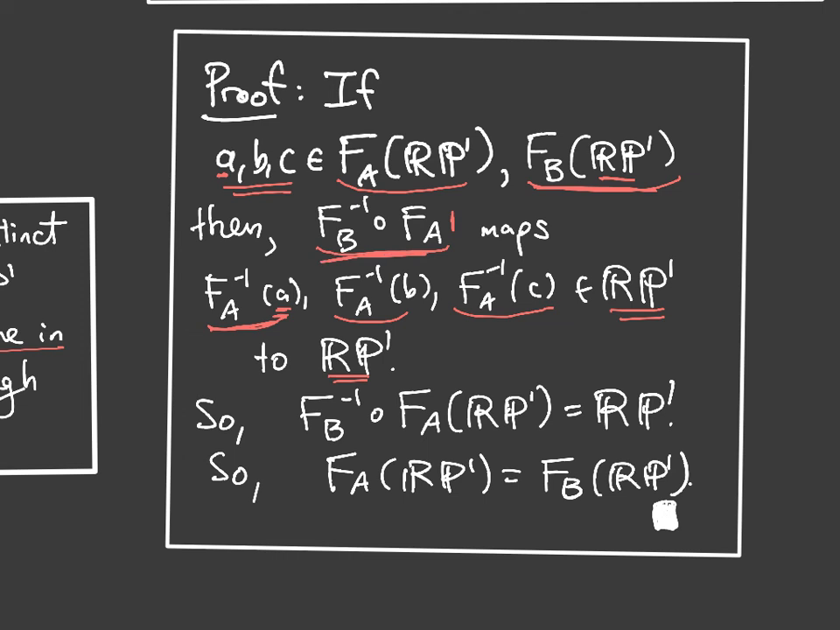So this FLT sends these three distinct points in RP1 to RP1, so it has to send all of RP1 to itself. And now you apply FB on both sides, and you get that the image of RP1 under both FB and FA are the same. So these two images have to be exactly the same. So this is a line in CP1, it contains these 3 points. This is a line in CP1 that contains these same 3 points, and so the lines have to be the same.